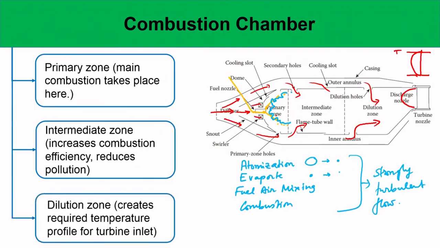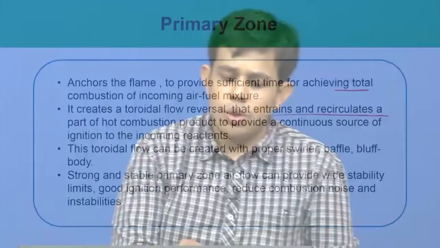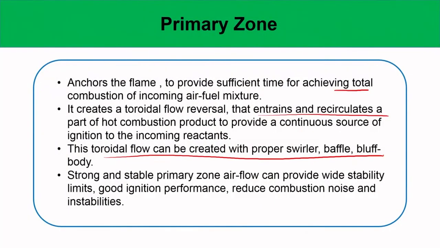Once you have a flame stabilized here, and then you have recirculation, the fuel air mixture comes in, then it recirculates and comes back again. When it comes back, it is in touch with the fresh mixture, and these hot products can serve as an ignition source. They can transfer thermal energy by conduction and convection into the fresh mixture, and that can help in achieving continuous ignition. This toroidal flow can be created with a proper swirler, baffle or a bluff body.